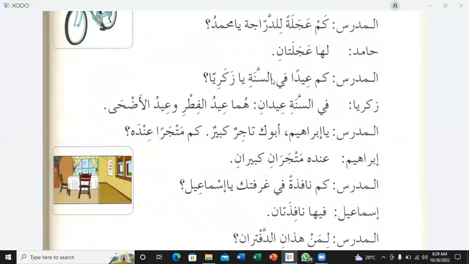Zakaria: Fis-sanati. Don't stretch the sana. Fis-sanati Eidani. It means two festivals in the year. Huma Eid ul-Fitr wa Eid ul-Azha. They are Eid ul-Fitr and Eid ul-Azha.